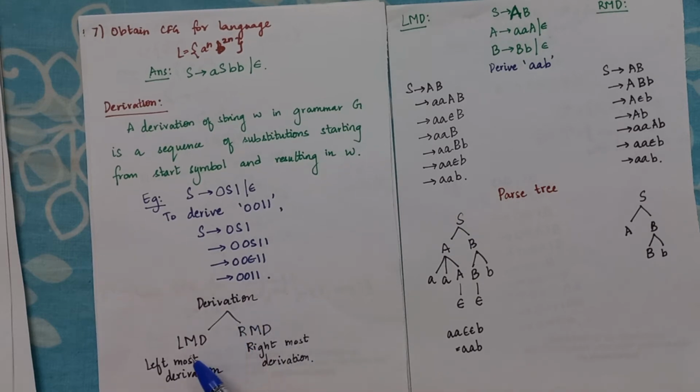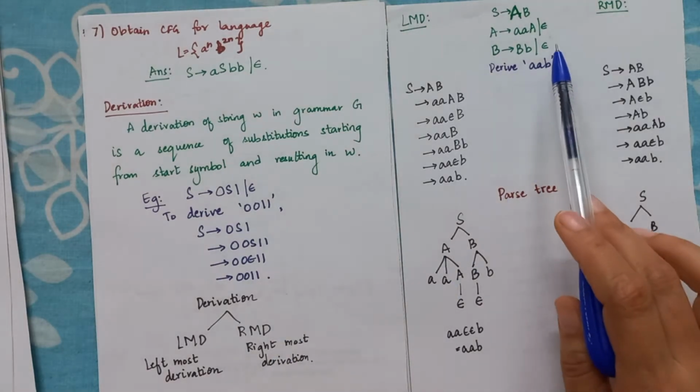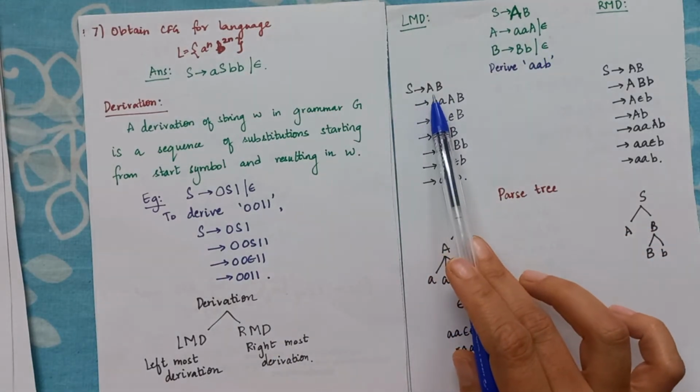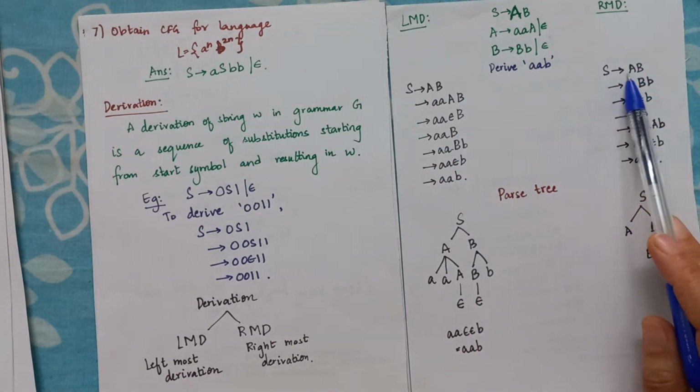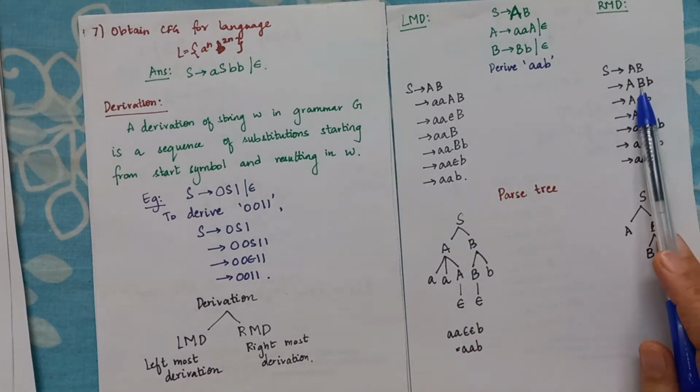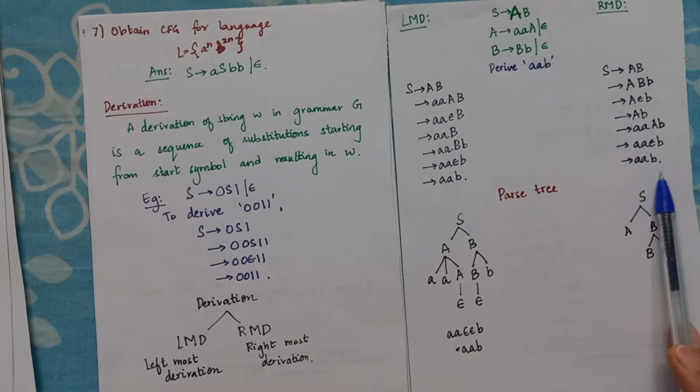Now a derivation can either be a leftmost derivation or a rightmost derivation. Leftmost derivation means I go about expanding the leftmost symbol always. And the rightmost derivation means I go about expanding the rightmost symbol always.